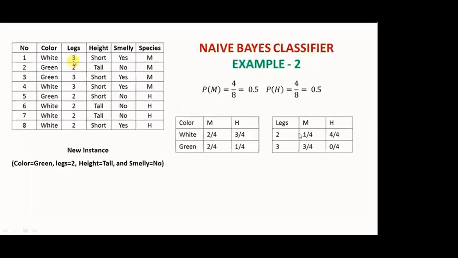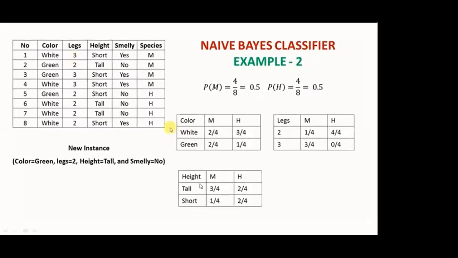Next attribute is leg. M species with two legs is only one combination, 1 by 4. H species with 2 legs is 4 by 4. M species with 3 legs is 3 by 4. Here, that probability is not there. Next, height. M species being tall, among 4, is 3 by 4. H species being tall is 2 by 4. M species being short is 1 by 4. H species being short is 2 by 4.